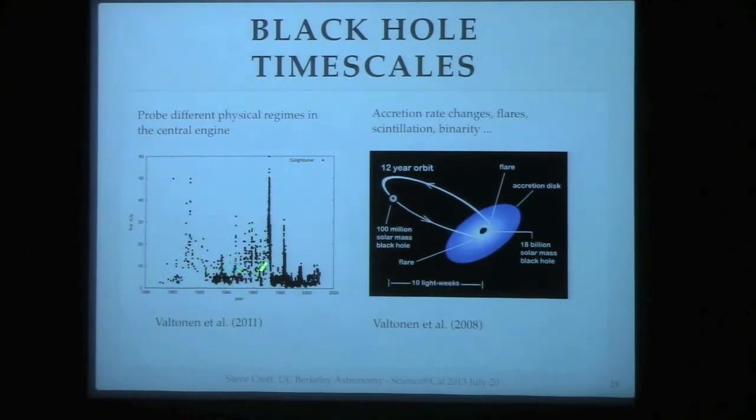And although it's kind of hard to tell from this plot on the left, there's a periodicity here that's about 12 years. And it's now thought basically that what we're seeing here is, first of all, this 18 billion solar mass black hole with the accretion disk around it. But then there's a second 100 million solar mass black hole on a 12-year orbit that's plunging in and out of the disk around the primary, and causing these flares as accretion takes place onto the second black hole.